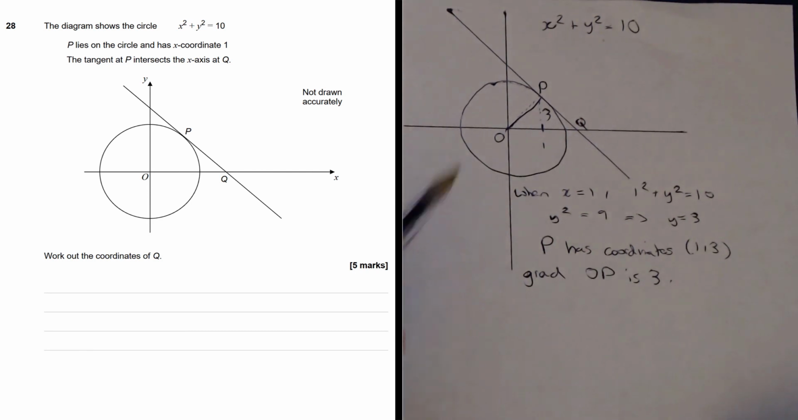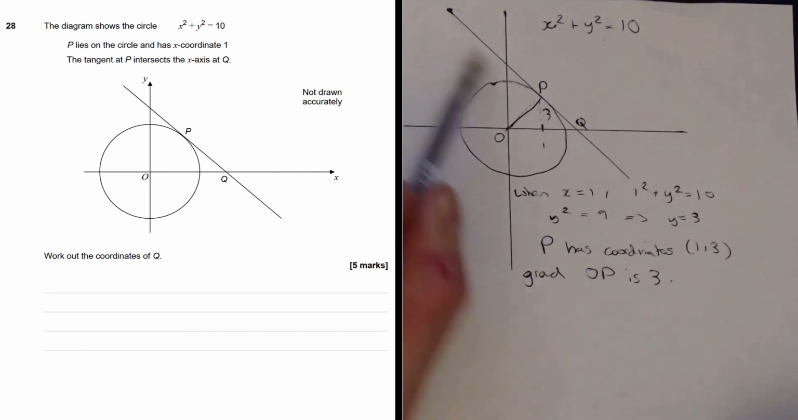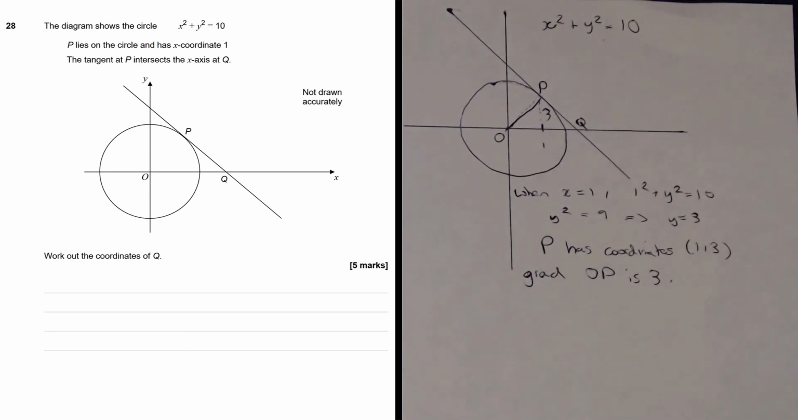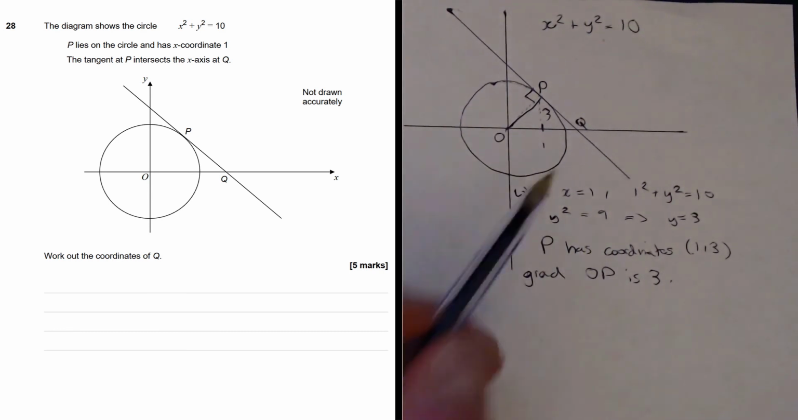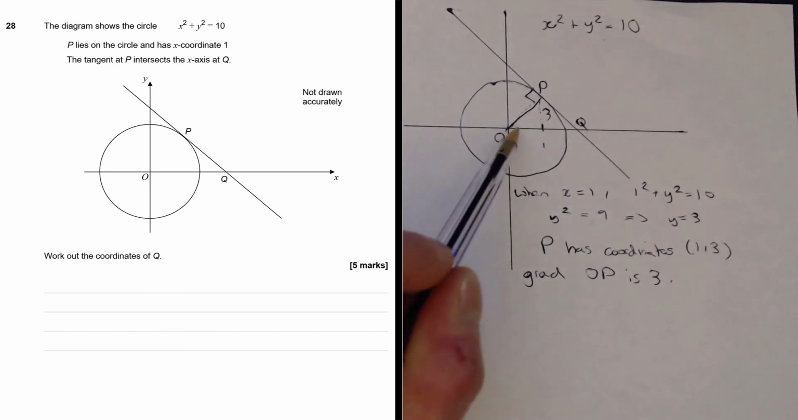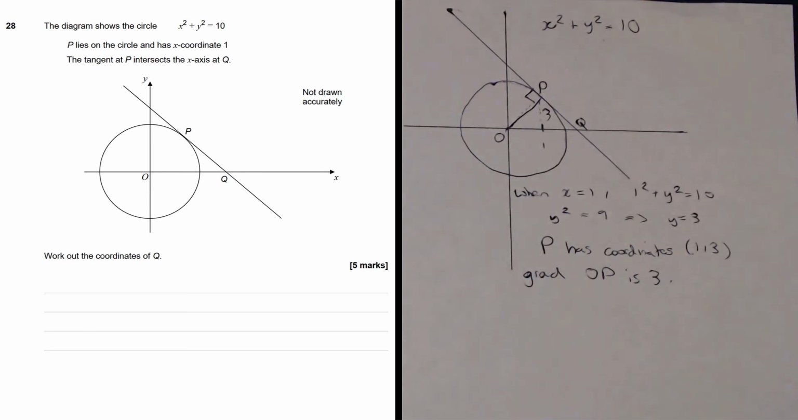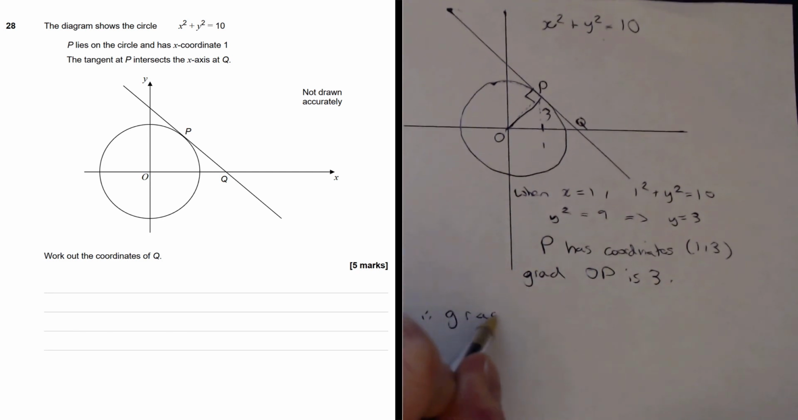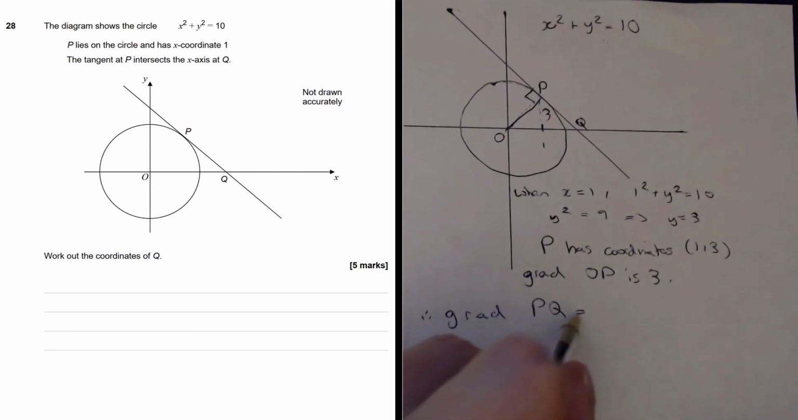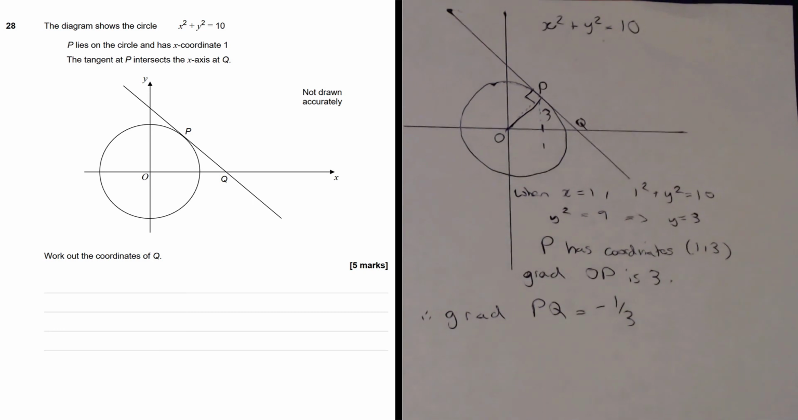That means, though, that the gradient of PQ, this line here, is the negative reciprocal of 3. Why? Because they are perpendicular. This is tangent to the circle, and the line I've drawn there is perpendicular at that point. And we know that the gradients of perpendicular lines are the negative reciprocals of each other. So therefore, the gradient of PQ is negative a third.